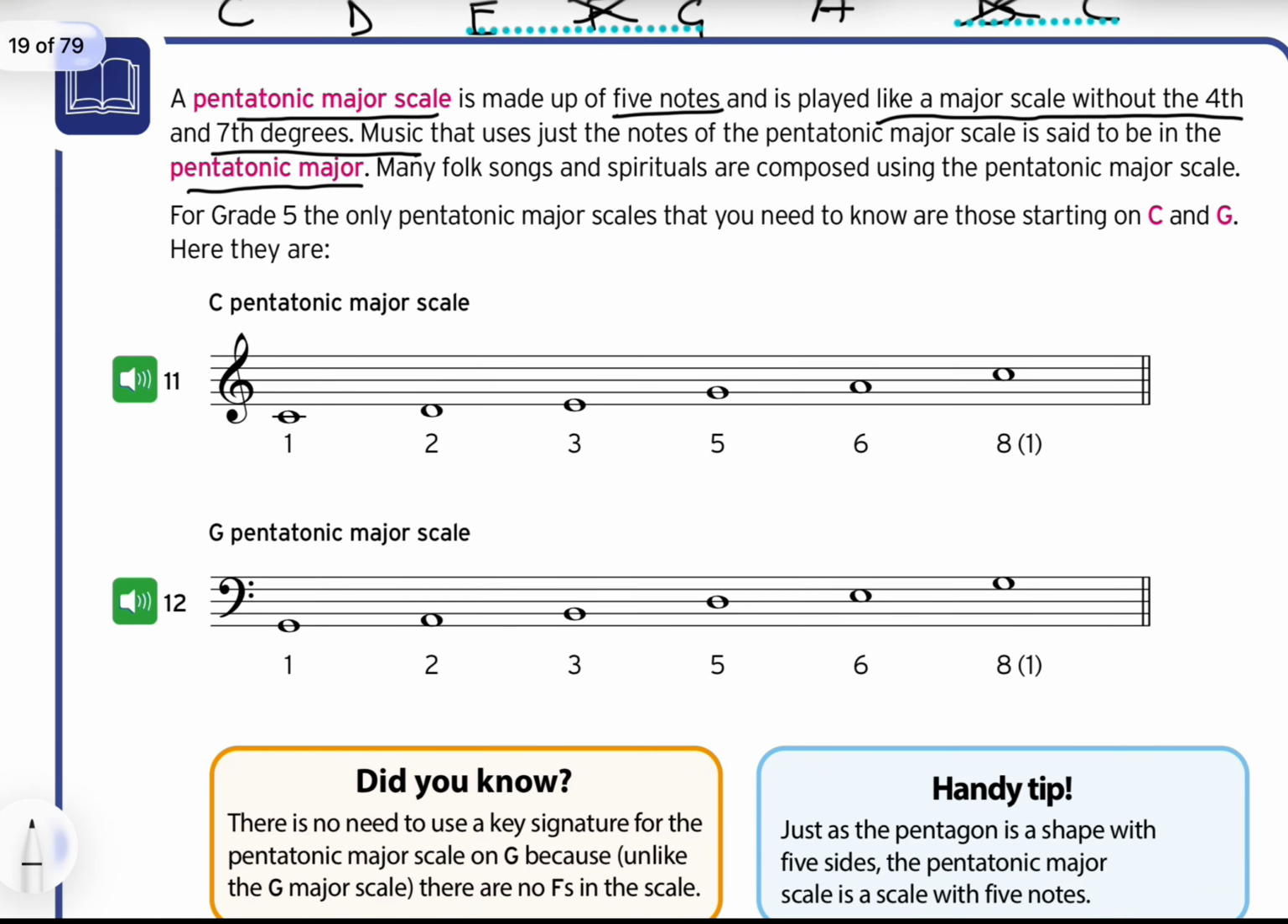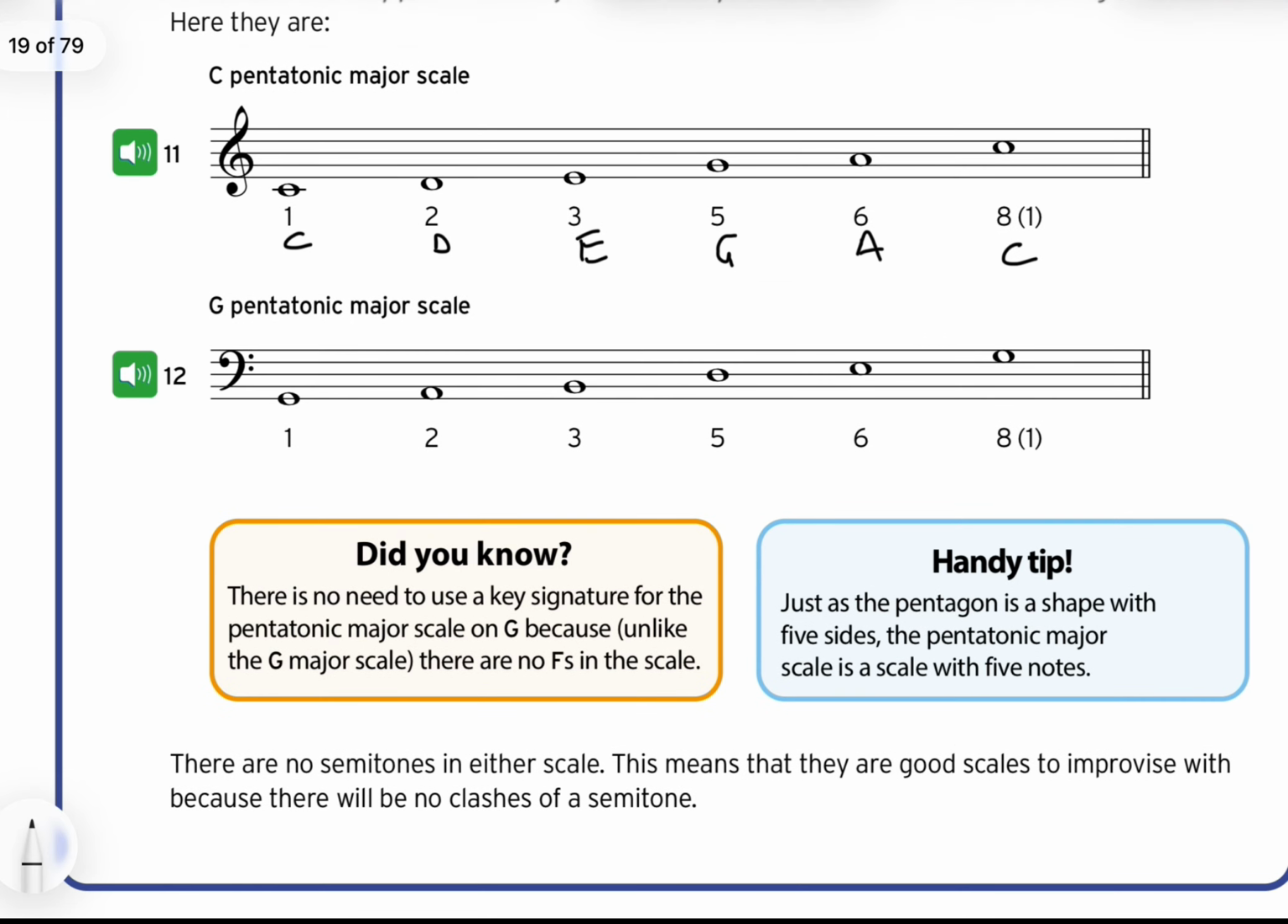Now, if you come here, you can see the example. If you see the notes, this is your C, D, E, then F is not there, then you have G, then you have A, then B is not there, and you finish with C. Now next, if you come to G, you will see again. There is G, there is A, there is B, there is no C, there is D, there is E, and there is no F, and there is G.